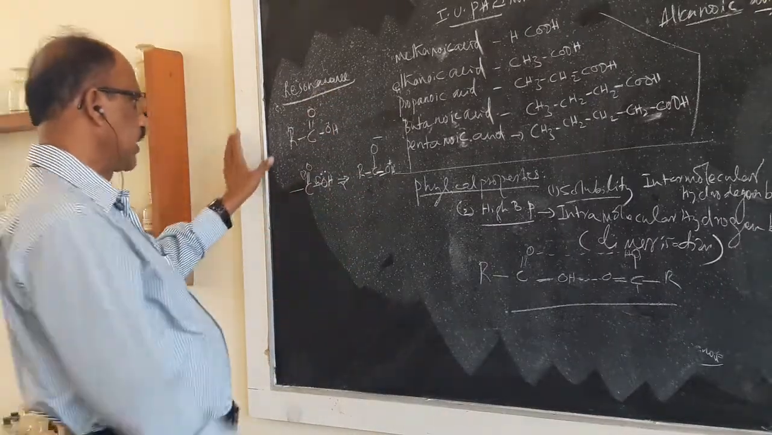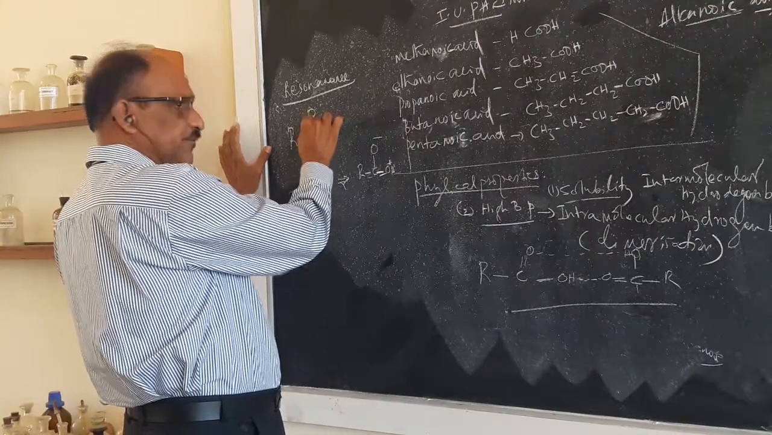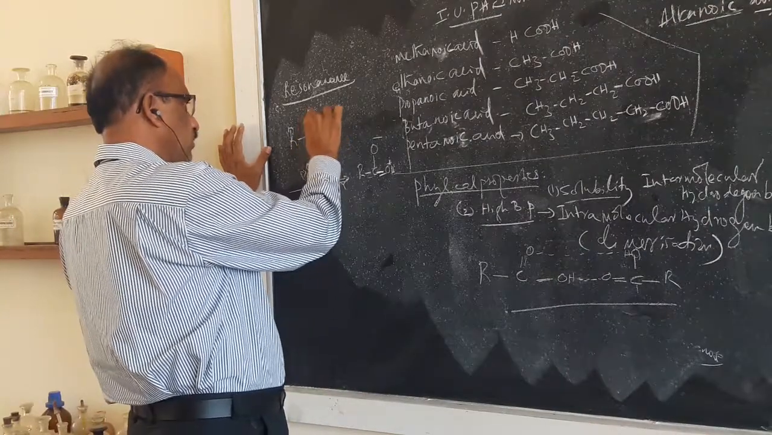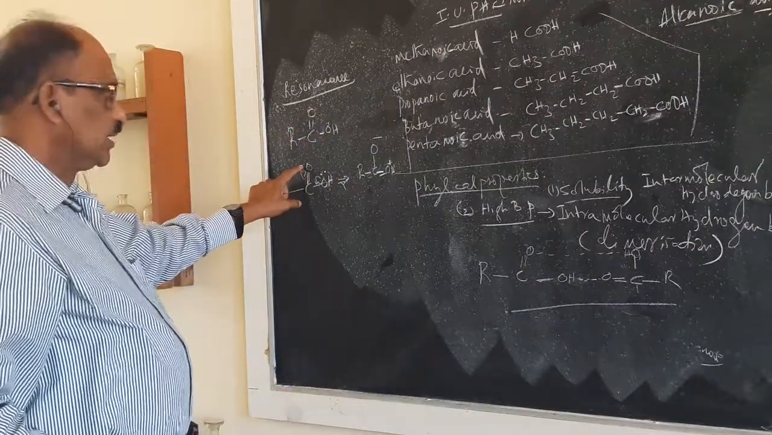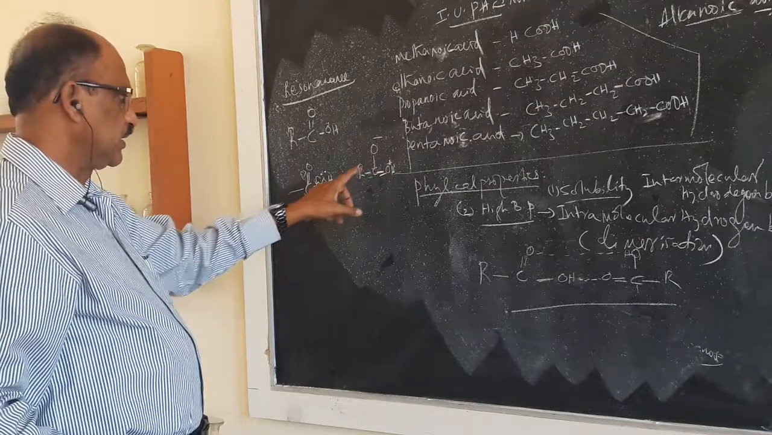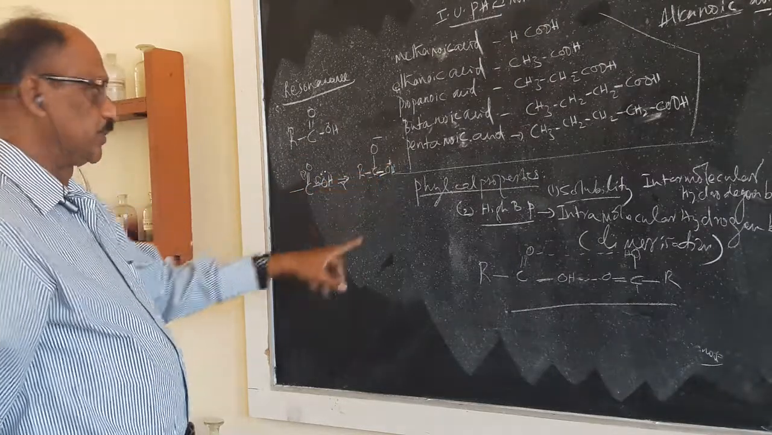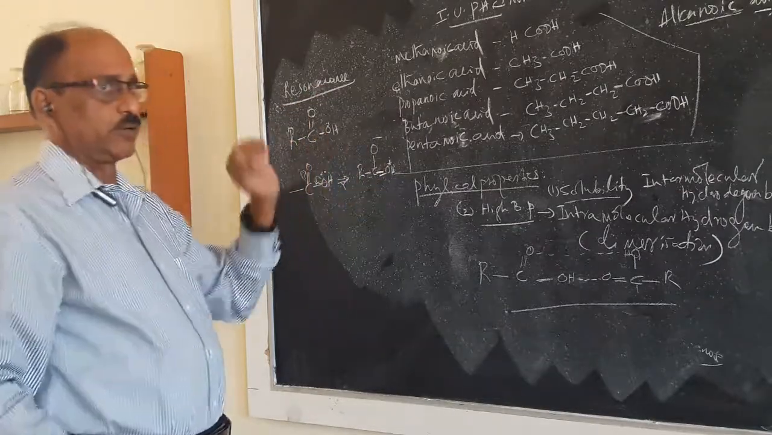So roughly we can say this is a resonance in the carboxylic acid molecule. In the carboxylic acid molecule, among the CO bond, electronic shifting is taking place and electron pairs are moving towards the oxygen, and the oxygen is getting a negative charge. Similarly, this oxygen is getting a positive charge also. So this is the resonance in the carboxylic acid molecule.